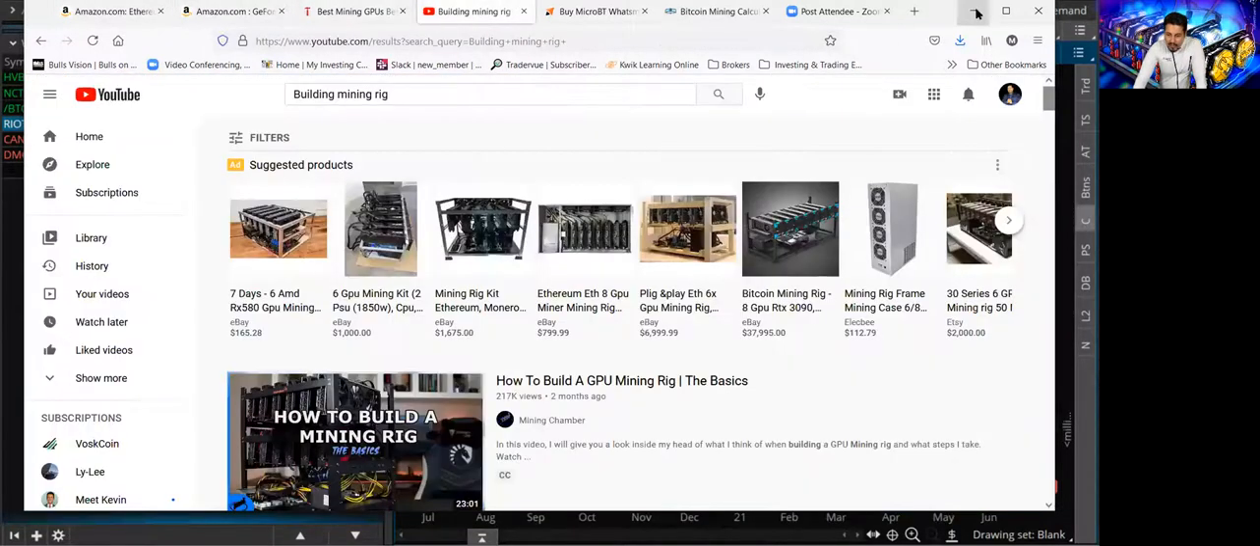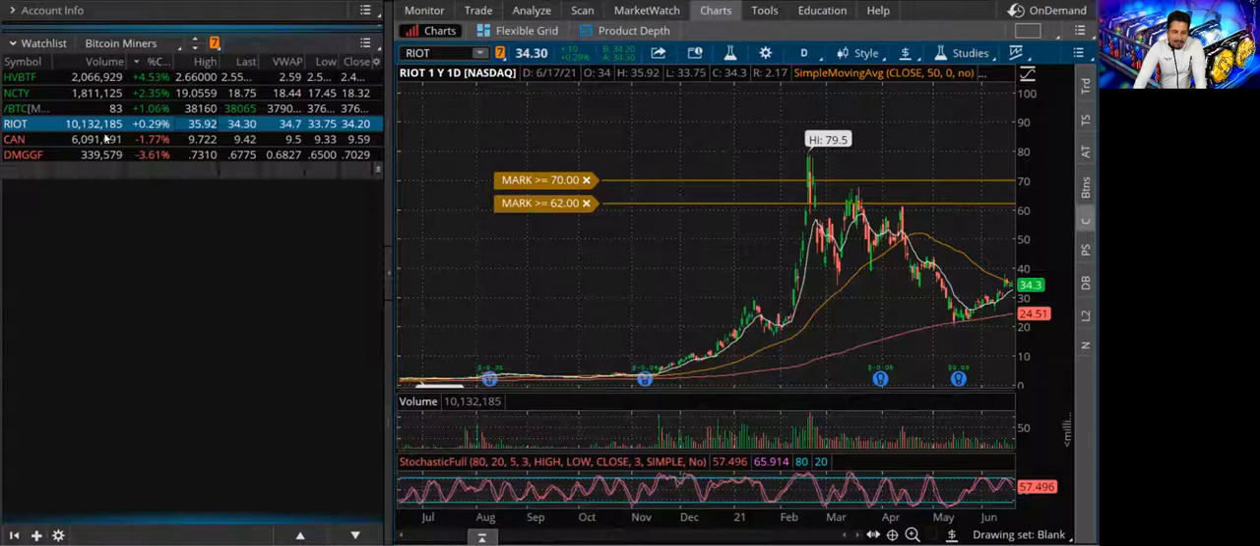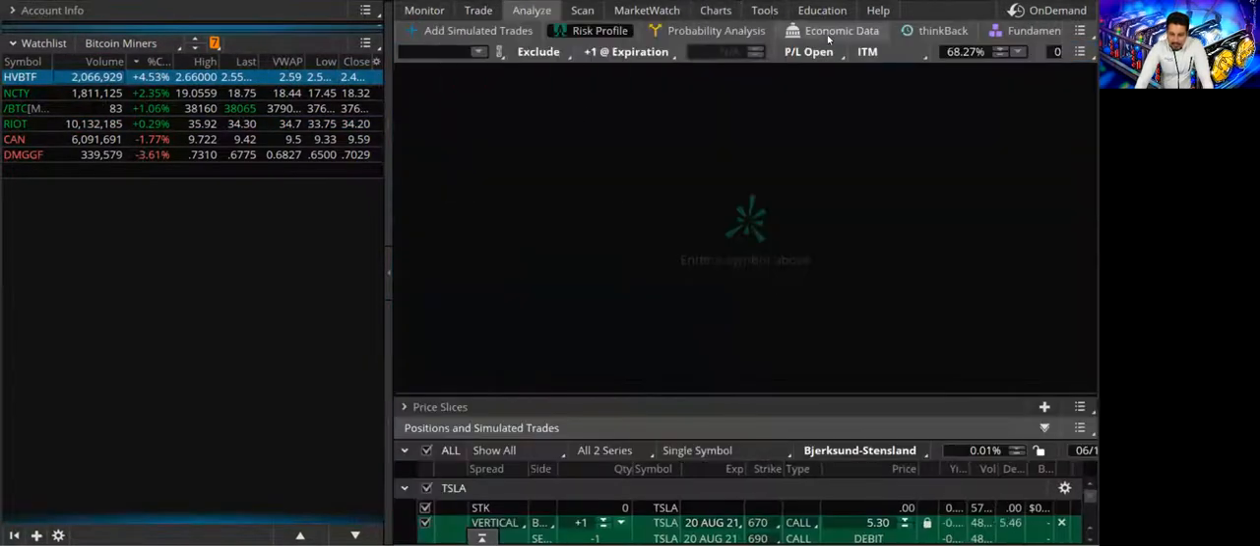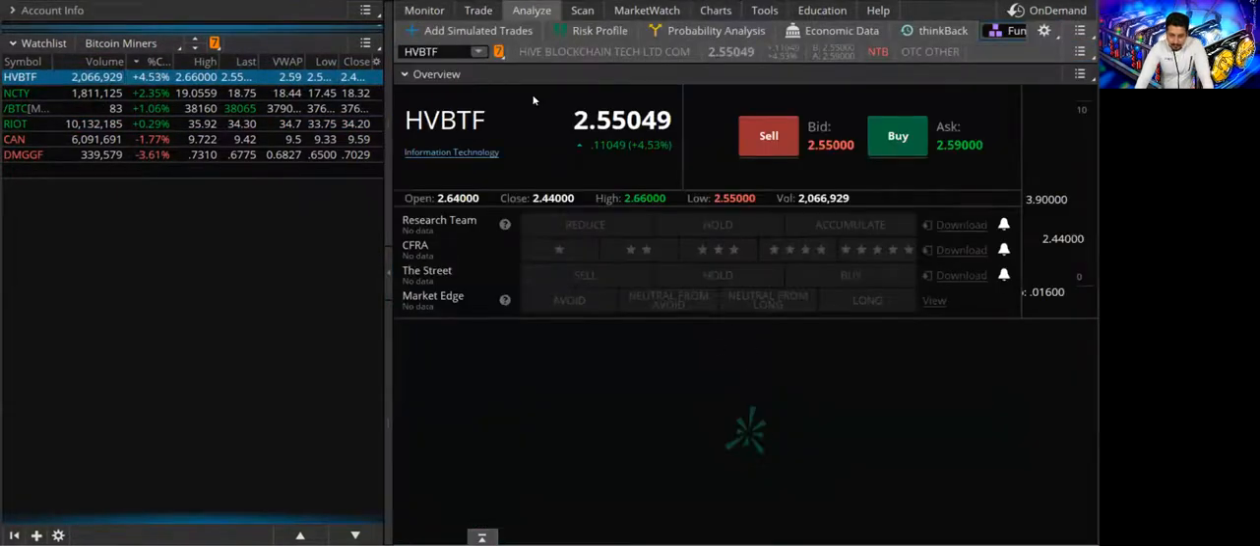Now, the third option that I want to cover is actually investing in crypto mining companies. These are publicly traded companies already. So all you really have to do is open a brokerage, whether it be Robinhood, Thinkorswim, TD Ameritrade, Fidelity, et cetera, or Webull, and all you have to do is buy the ticker. So one of the ones that I want to cover is this company right here. This is Hive Blockchain Technology Company.